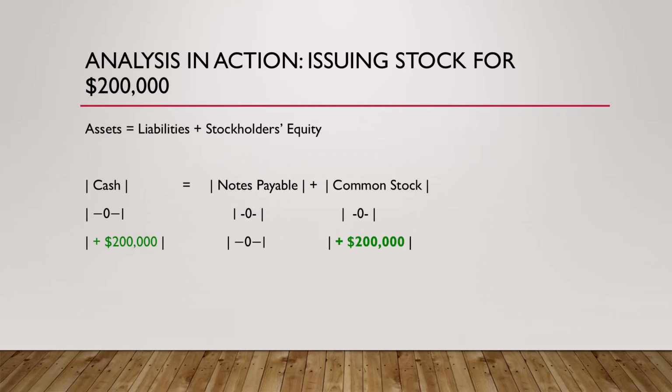Let's put the toolkit to work. Our company issues stock for $200,000 in cash. First, we see that the company's cash, an asset, increases by $200,000. Second, the owner's claim on those assets, common stock, also increases by $200,000. The dual effect is clear, and our equation remains perfectly in balance. $200,000 in assets equals $200,000 in stockholders' equity.